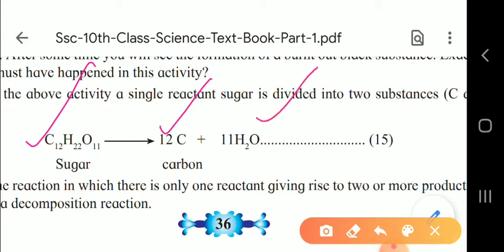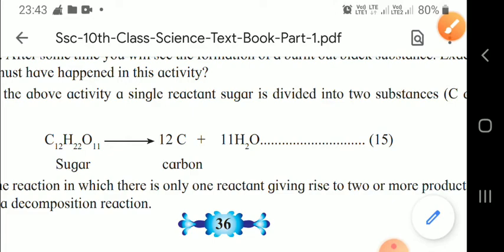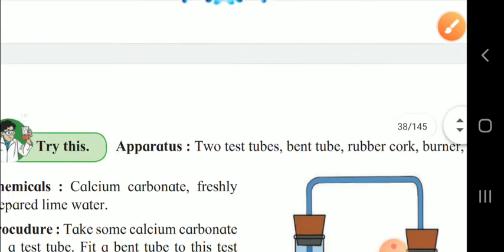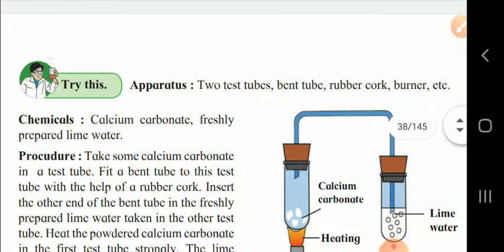This is the reaction. This reaction, in which there is only one reactant and it gives rise to more than one product, is called the decomposition reaction. So this you have to underline, fully. Now let us see one more activity.